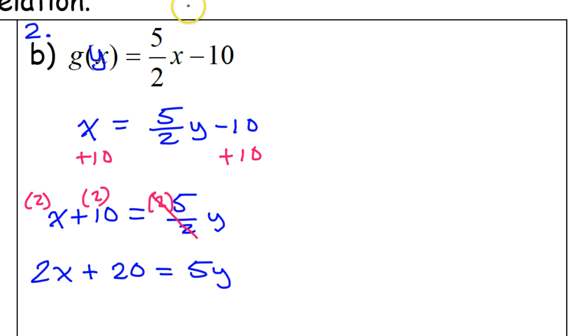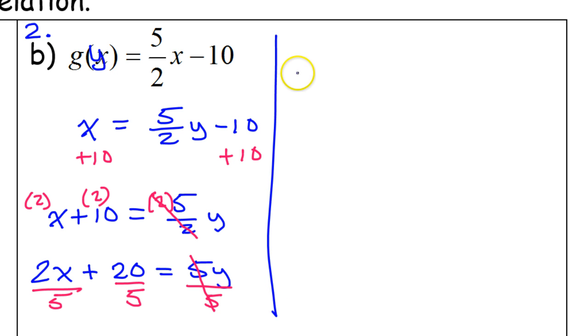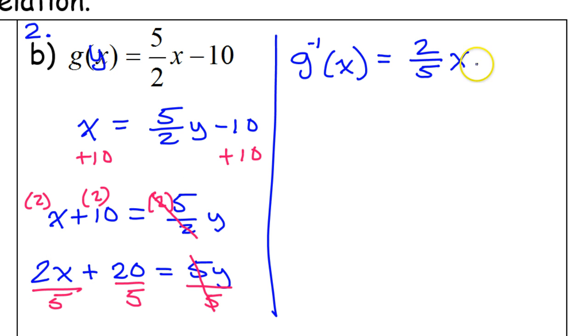Okay, now I'm going to get y by itself. So I'm going to divide everything here by 5. So now these will cancel. So this will give me my final answer. Okay, so this time it was function g. So instead of f of x, it was g of x. So this will be g inverse. So again, we use that notation with a little -1. So g inverse is equal to 2/5 x, that's this part, plus, of course, 20 divided by 5 is 4.